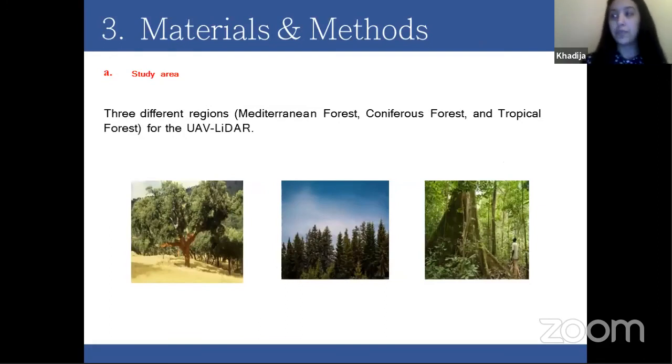The study area for the UAV LIDAR consisted of three different regions: a Mediterranean forest in Morocco, located at the forest of Marmora; the second and the third point clouds represent a coniferous forest in California; and the last ALS point cloud represents a tropical forest in Congo. The TLS data consists of a set of deciduous trees.